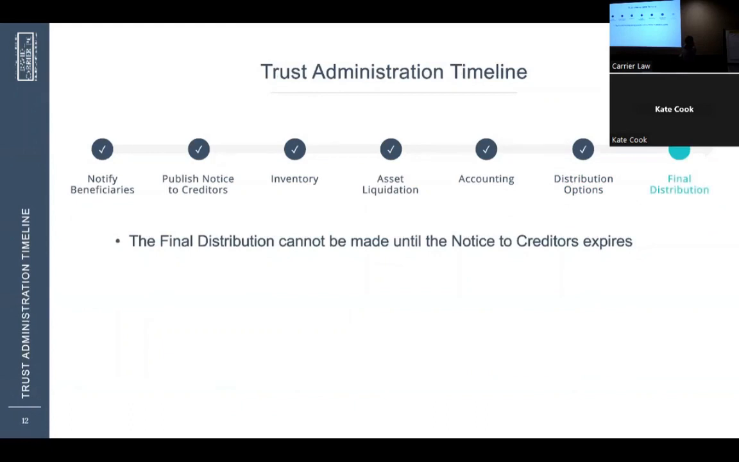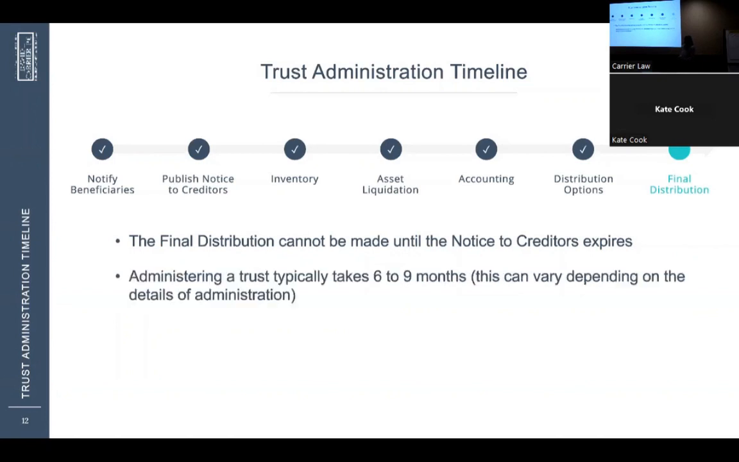Final distributions cannot be made until the notice to creditors expires. So that's 4 months after publication. Administering a trust typically takes anywhere from 6 to 9 months, and this has a lot to do with how many assets are in the trust at the time of your loved one's passing.